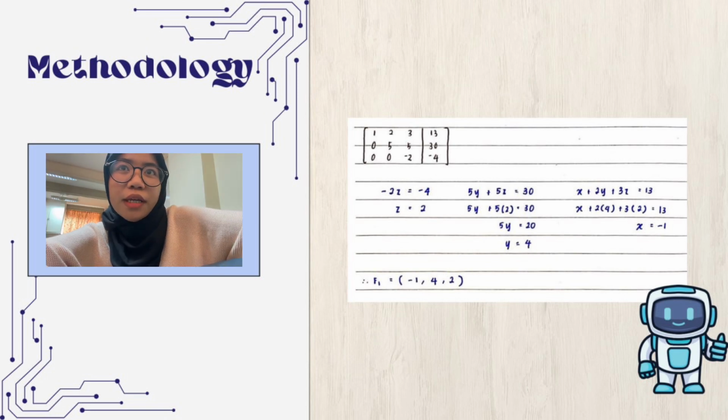To verify that the sum of the forces results in a net force of 0, we substitute x, y, and z back into the original equations. All equations are satisfied, confirming that the system is in equilibrium. Thus, the components of the force F1 are negative 1, 4, and 2.